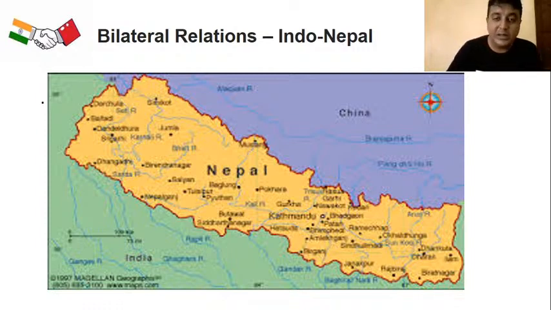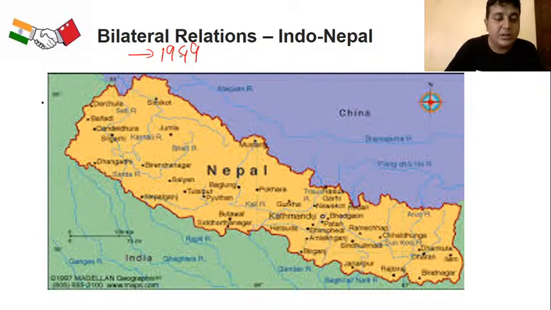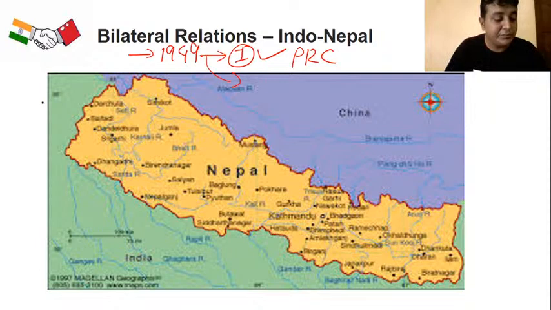So, in the last lecture, we mentioned the Indo-China relation, and in that we mentioned the historical things. For example, how in 1949 India was the first country to recognize the People's Republic of China. We also mentioned how the relation worsened. One of the reasons was related to Tibet, and the border disputes.